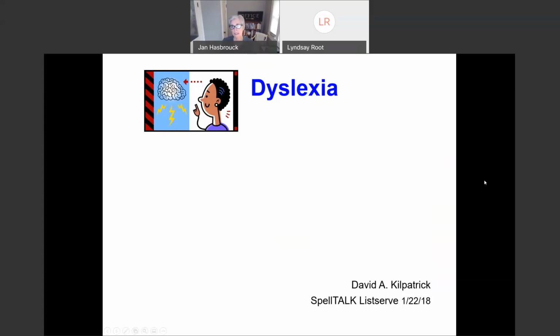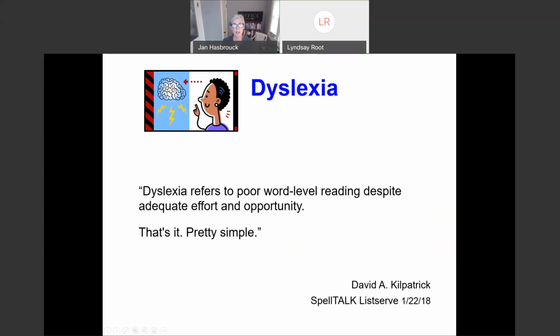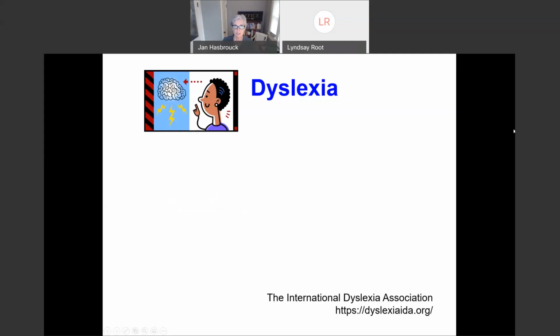But in 2018, writing about dyslexia, Dave wrote this: dyslexia refers to poor word-level reading despite adequate effort and opportunity. And then he goes on to say, that's it. Pretty simple. That's what dyslexia is. He goes on to say that of course it's more complicated than that, but basically his point is, we thought it was lots of other things. We now know that if you have dyslexia, the biggest problem you're going to have is with word reading. That's the issue. But because of it, it is complex.